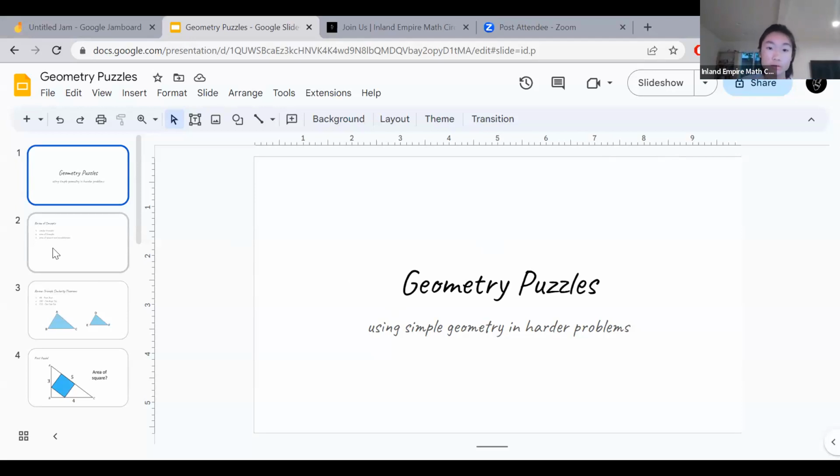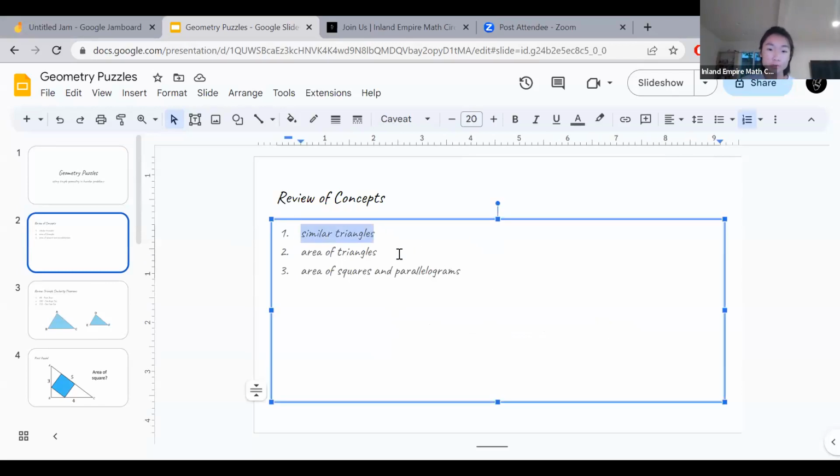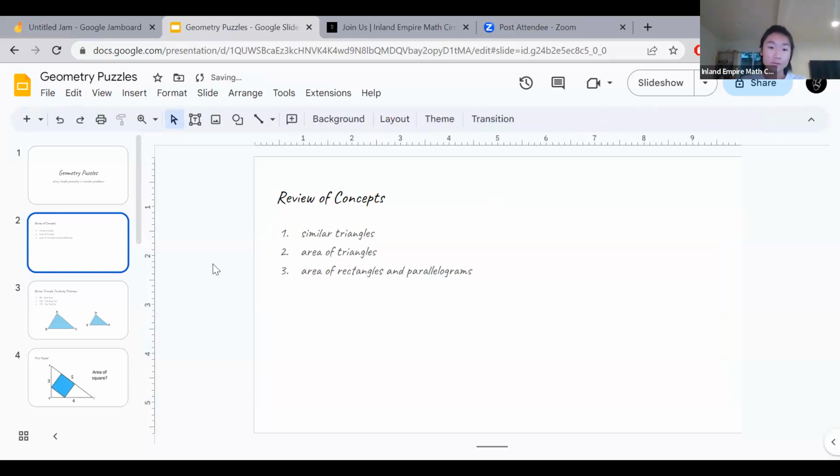All right. So we'll start by reviewing, pretty simple, just similar triangles. We're going to go over area of triangles and then area of rectangles and parallelograms. They're not squares. And you guys are still all familiar with this, right? We still remember all of this stuff pretty clearly. It should not be too hard.